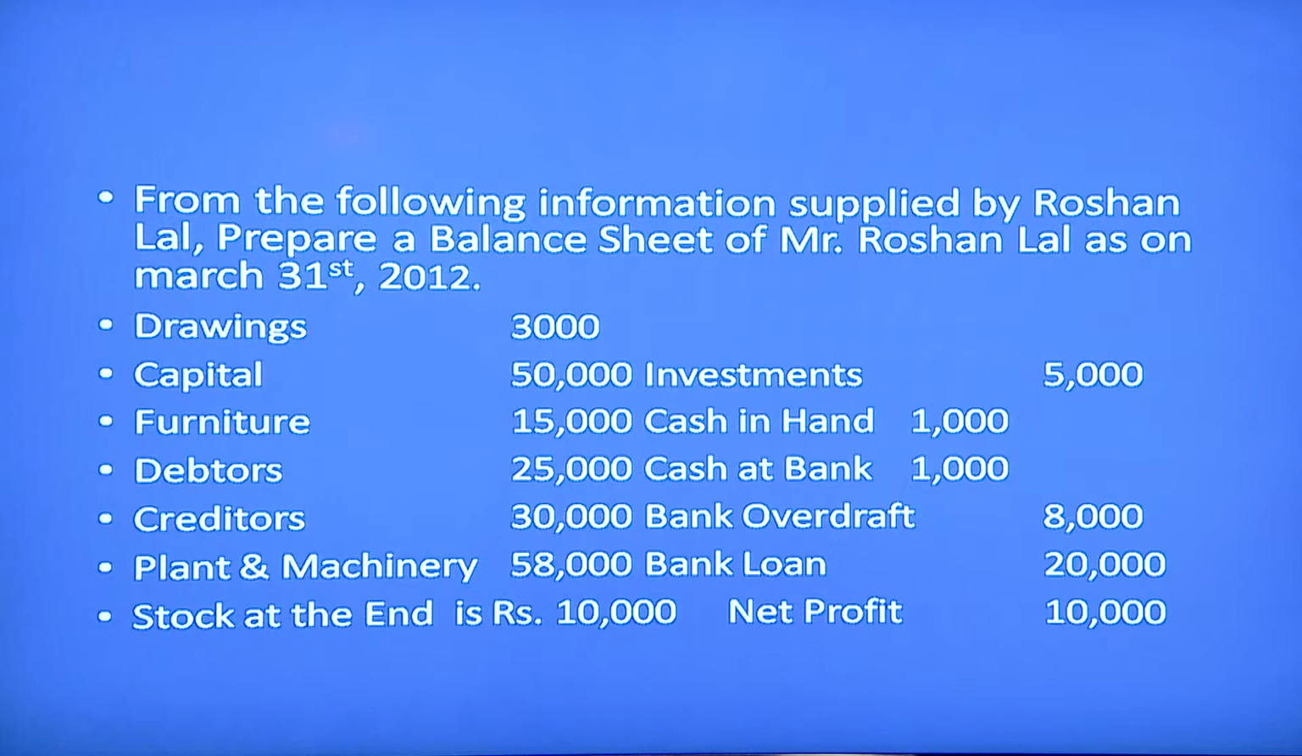Furniture will come on the asset side, debtors on the asset side, creditors on the liability side, investment on the asset side, cash in hand on the asset side, cash at bank on the asset side, bank overdraft on the liability side, bank loan on the liability side, and stock at end also is given in this question.